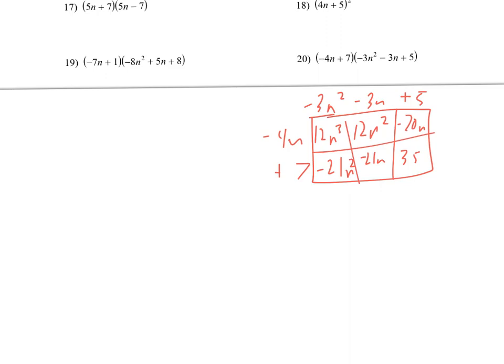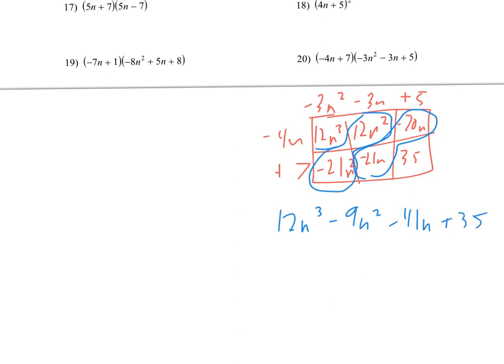All right, so next up, we will combine like terms. So 12n to the third does not have one. These two I'll combine here. So I get negative 9n to the second. And then these two are going to combine. They're both negative, so it's going to make negative 41n. And then the plus 35 has nothing to combine with.